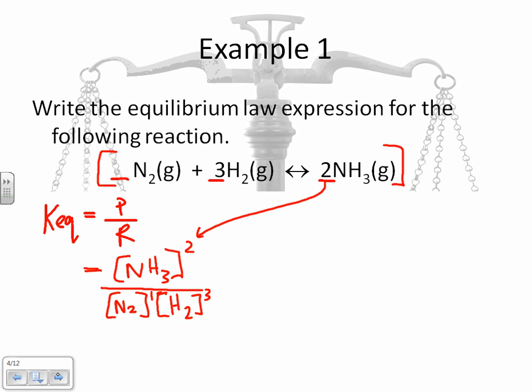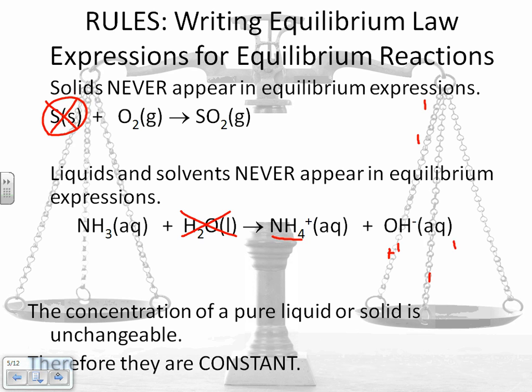Simple as that. There are some rules. The first one, which we already went through, is that it always has to be products on the top and reactants on the bottom. Solids never appear in equilibrium expressions, and liquids and solvents never appear in equilibrium expressions. Why is this? The concentration of a pure liquid or solid is unchangeable. In fact, we usually measure solids with mass, not with concentration. Therefore, they're constant and they're not put into the equilibrium expressions.